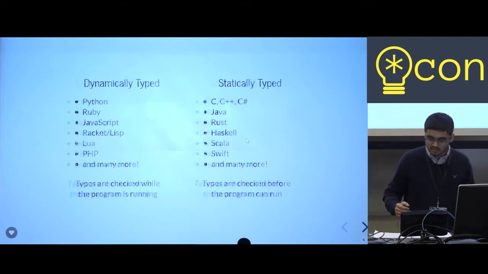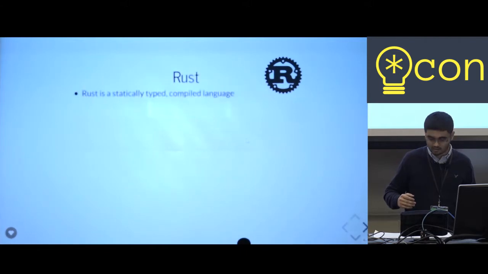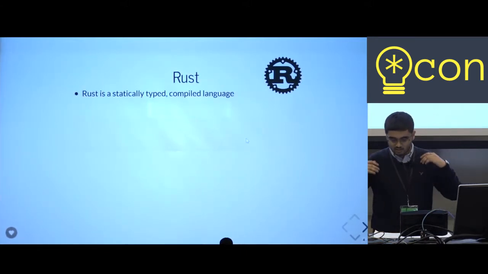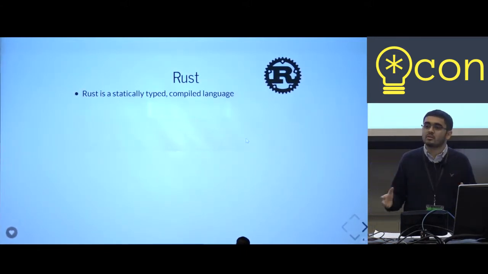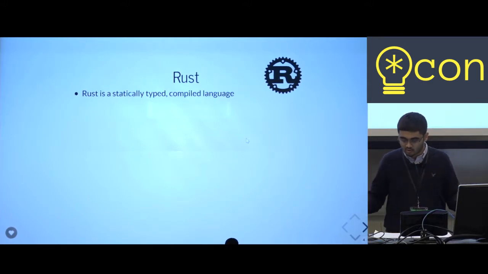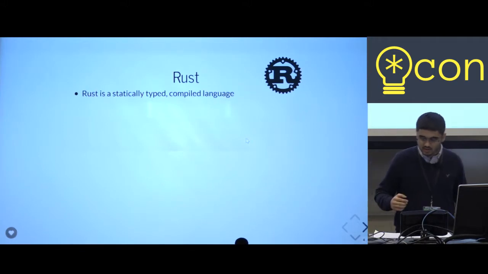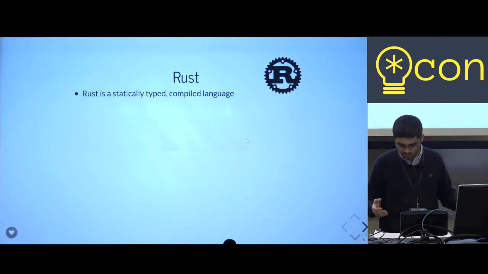Well, Rust is a statically typed compiled language. That means that Rust programs are checked before they're run, and you don't need another program like the Python interpreter in order to run them. Rust is actually able to check your code and run extremely efficiently.